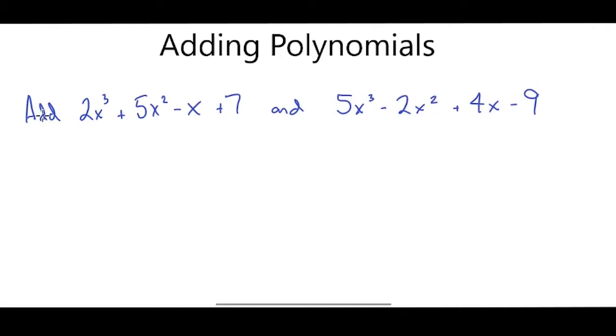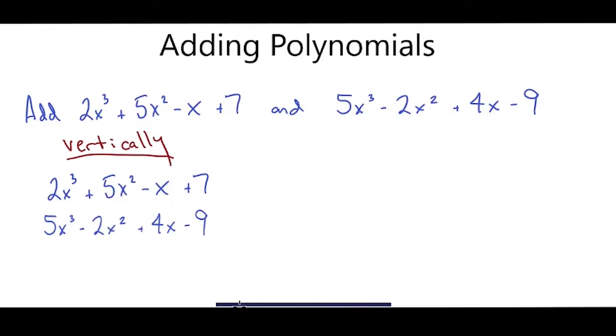We can do this vertically. So when you do it vertically, you stack the two on top of each other and make sure that like terms are on top of each other. For instance, the x cubes are stacked up and lined up. The x squareds are lined up. The x to the first power is lined up. And you'll see that the constants here are lined up as well.